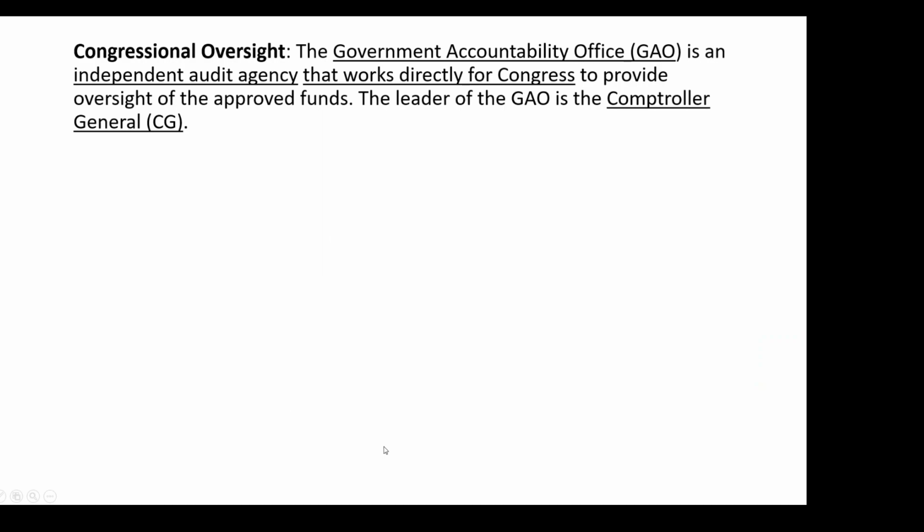So congressional oversight is also saying that once Congress gives us the money, it's dispersed, then Congress has oversight through the use of the Government Accountability Office, the GAO. And the GAO is an independent auditing agency that works directly for Congress. The person in charge of the GAO is the Comptroller General, the CG.